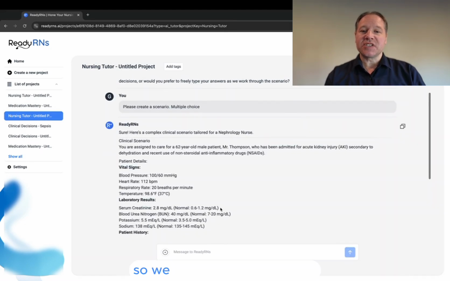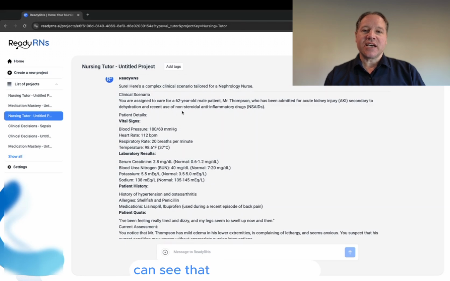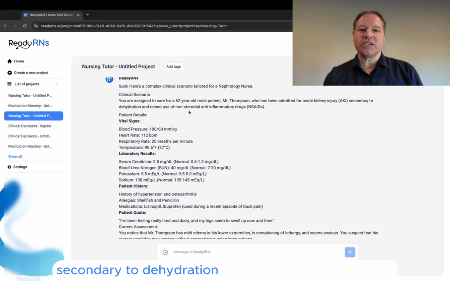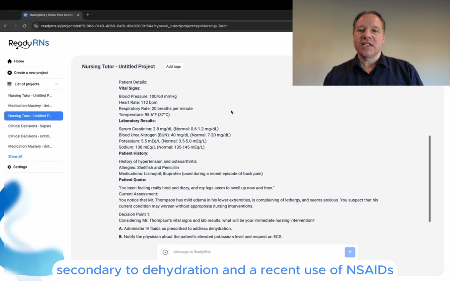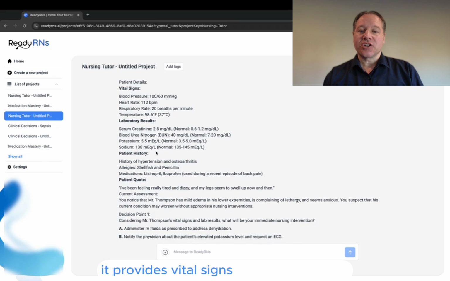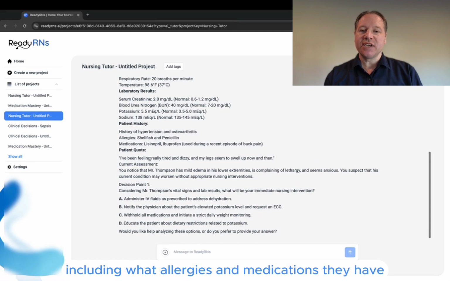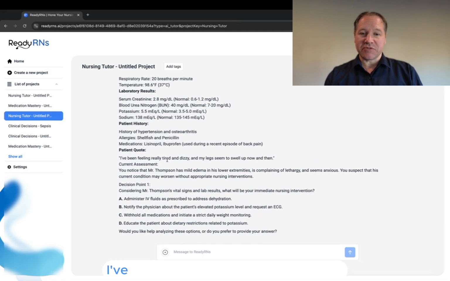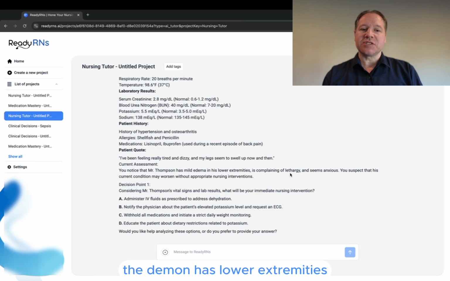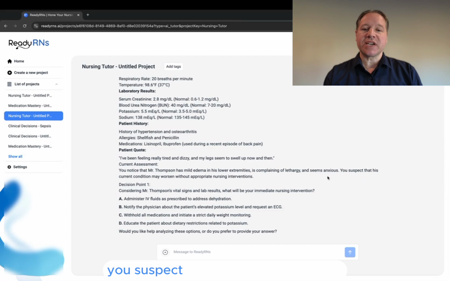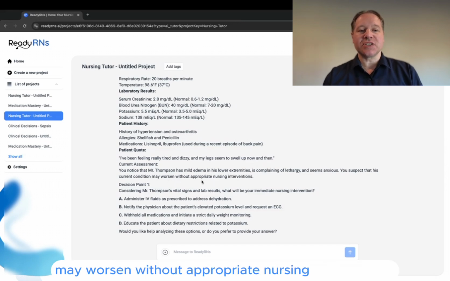Great, so we have a clinical scenario, and I can see that it's a 62-year-old male patient that we've been assigned, Mr. Thompson, admitted for acute kidney injury, secondary to dehydration and a recent use of NSAIDs. It provides vital signs, current lab results, patient history, including what allergies and medications they have, even a patient quote. It says, I've been feeling really tired and dizzy, and my legs seem to swell up now and then. In your assessment, you notice that Mr. Thompson has mild edema in his lower extremities, is complaining of lethargy, and seems anxious. You suspect that his current condition may worsen without appropriate nursing interventions.